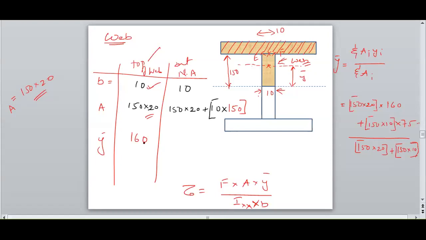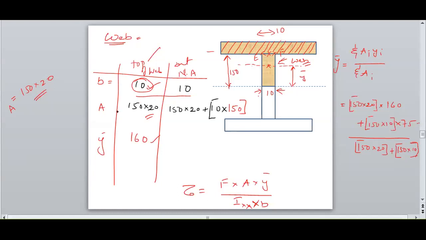Next, the Y bar will again be the previous Y bar, that is 160. The only change here will be the width. Initially we have taken the width as 150 for the flange. For the web, the width will be 10.